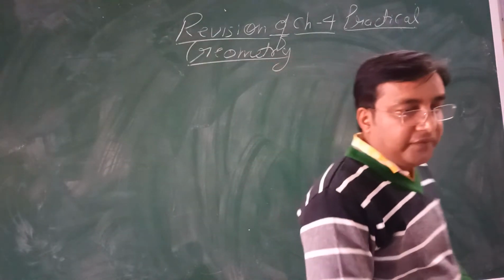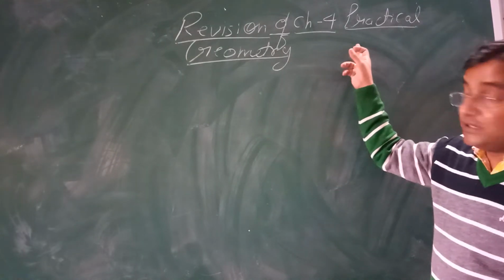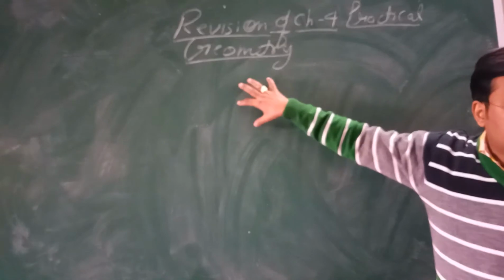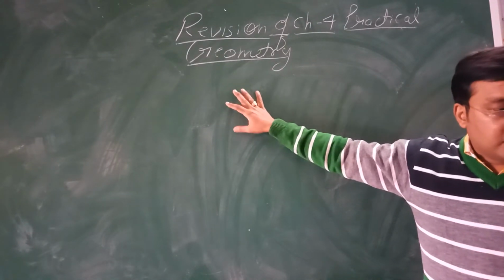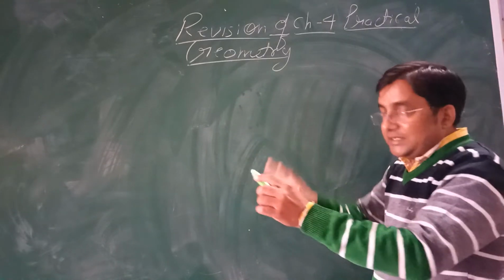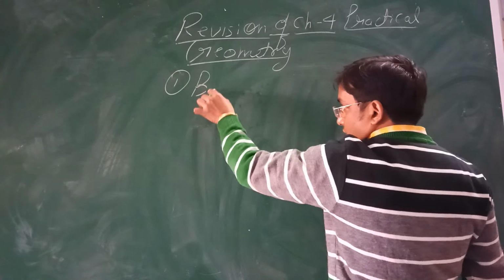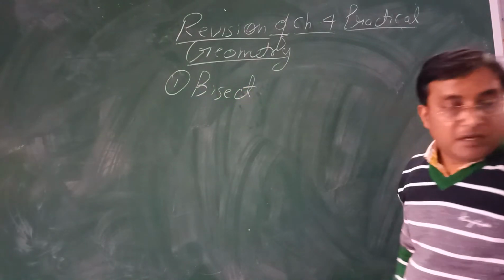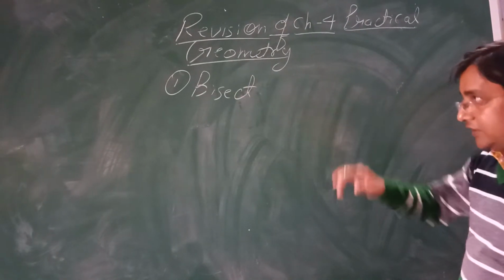So children, today we will revise chapter 4, that is practical geometry. In this practical geometry, I am going to tell you about three things that you have to keep in your mind while making it. Bisect means you have to learn how to bisect, first thing.